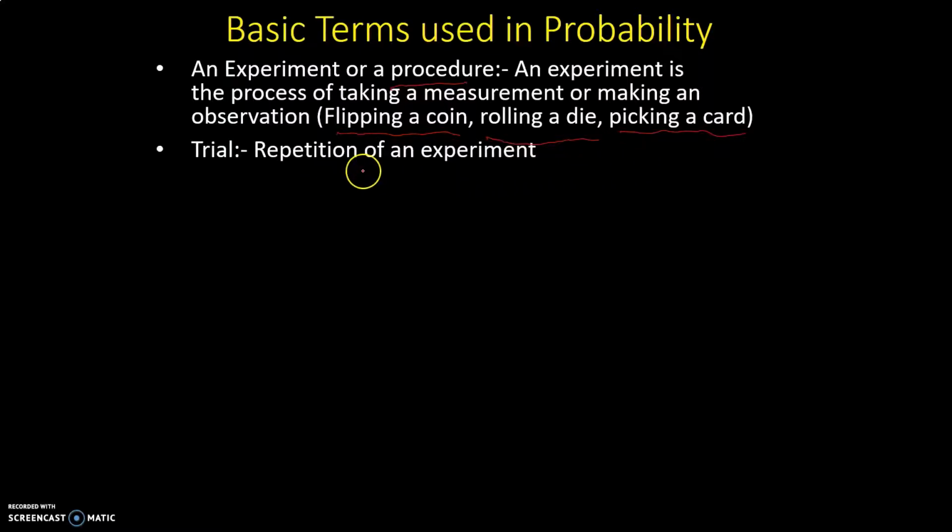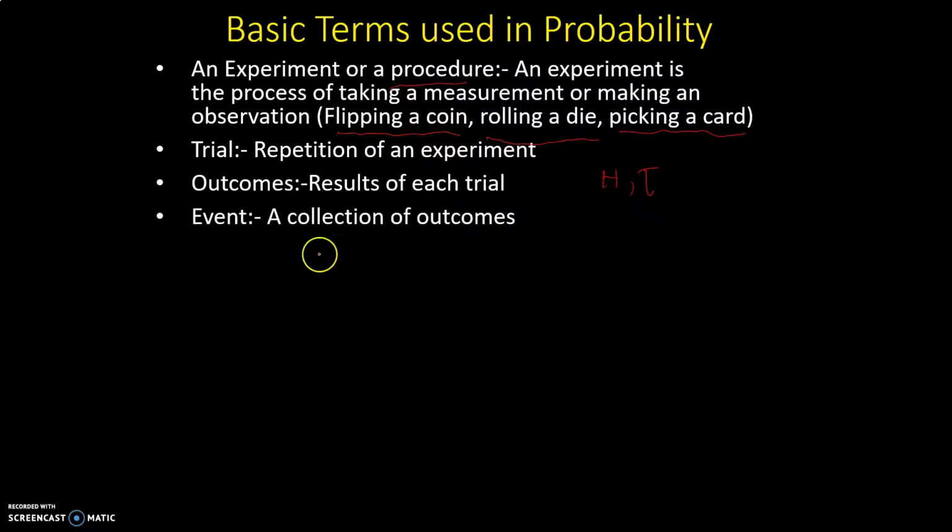What is a trial? It's a repetition of an experiment. Let's say I flip a coin one time, I flip the coin a second time, I flip the coin a third time. I am performing different trials of the same experiment. What is an outcome? It's the result of each trial. Let's say I flip a coin. The results may be heads or tails. So these are the two outcomes of my experiment. These are the results of my trial, and they are called outcomes.